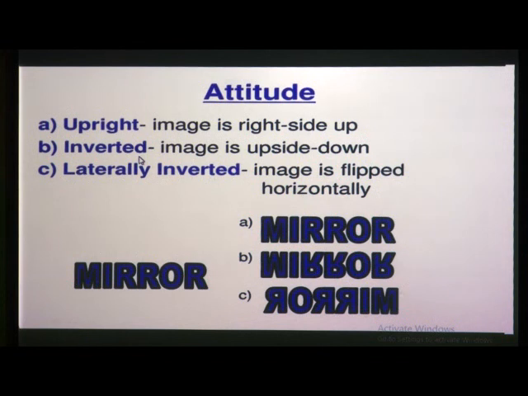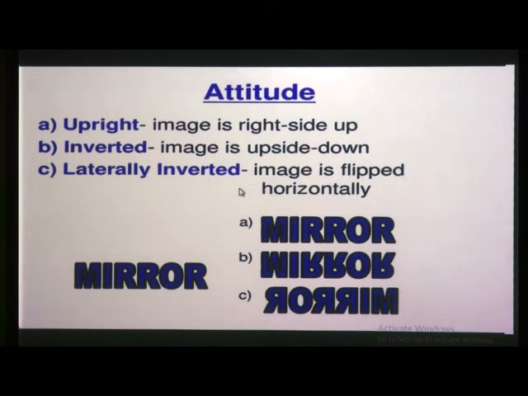Now, inverted means the image is upside down. It changes its top and bottom. So whatever top side there is goes towards the down, and forms at the downside in the image. And the third one is laterally inverted. The image is flipped horizontally.